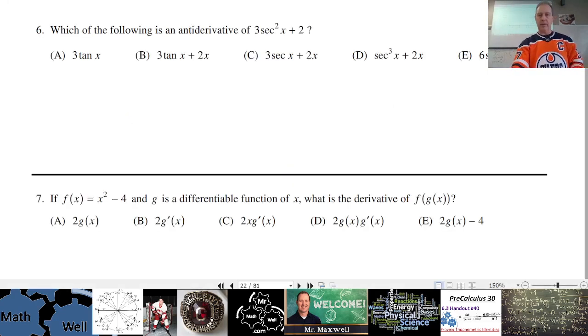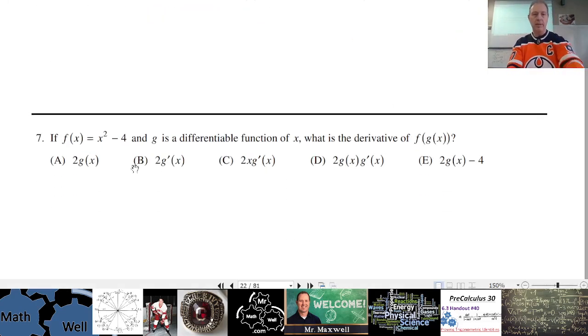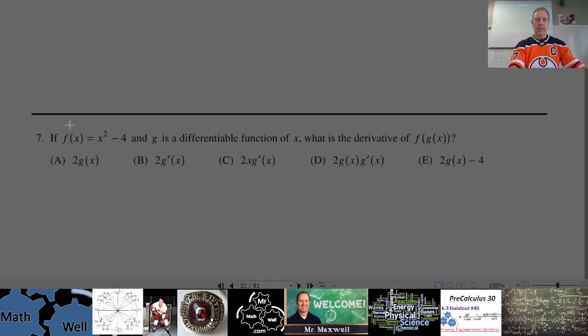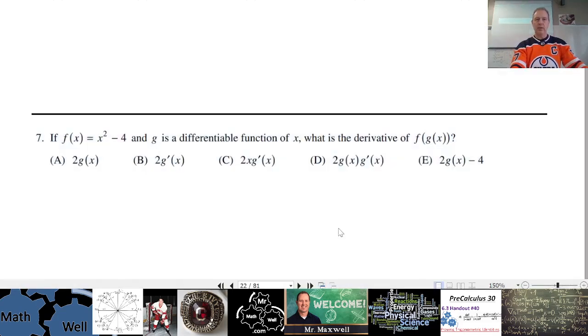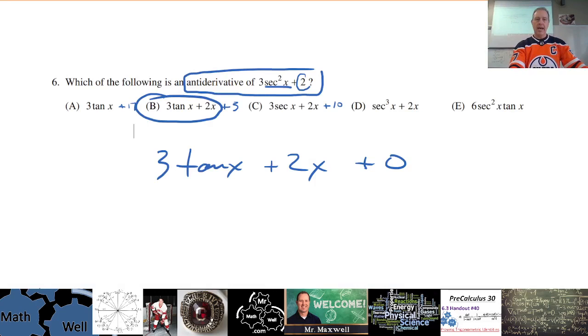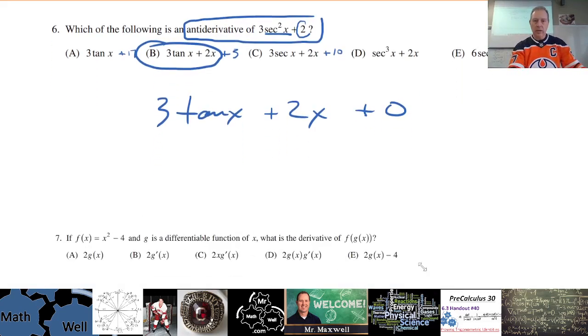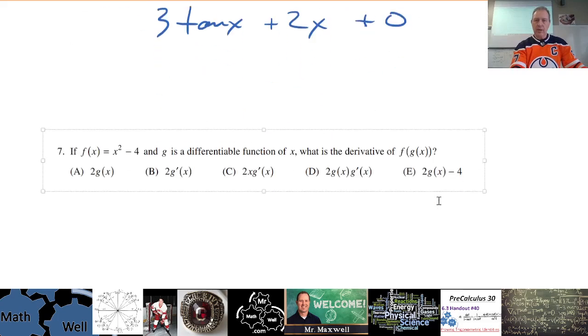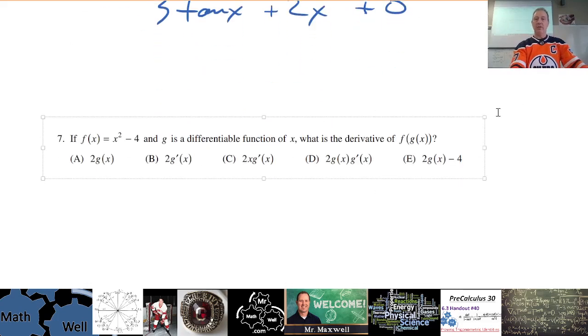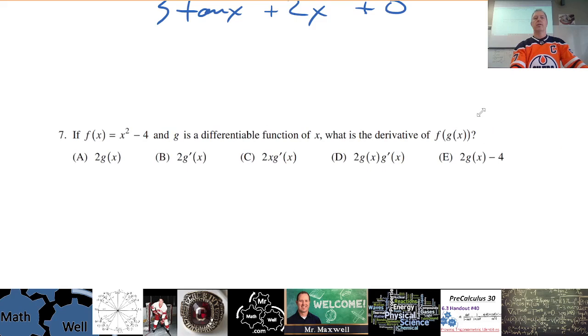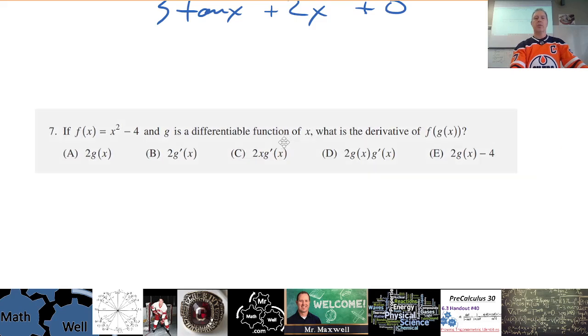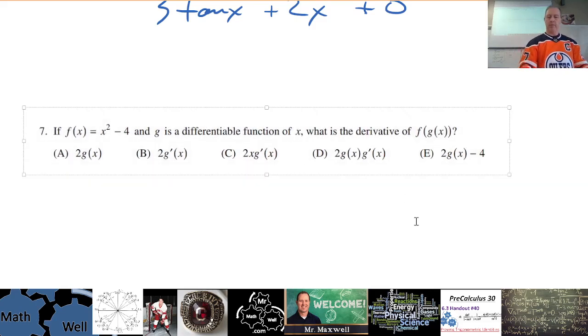And finally, 7. Let's take a look at 7, the last one on this little assignment here. It says if f of x is x squared minus 4, and g of x is a differentiable function of x, what is the derivative of f of g of x? Wow. That's the kind of question you're going to get. Some of them are going to be really confusing. They're going to try and trip you up. So we're going along this at full speed here. This is real time.